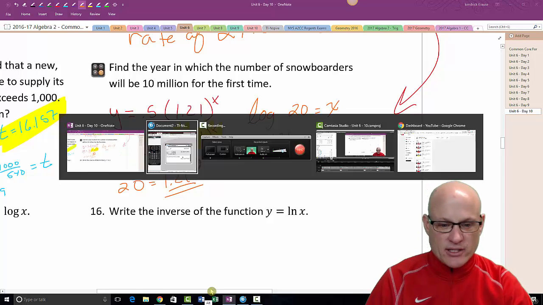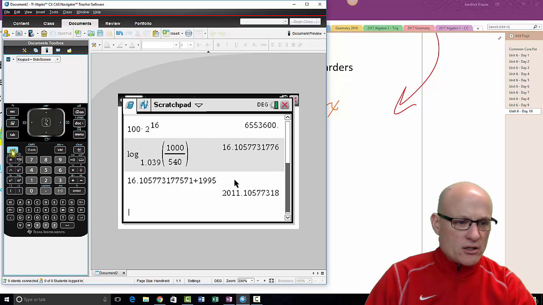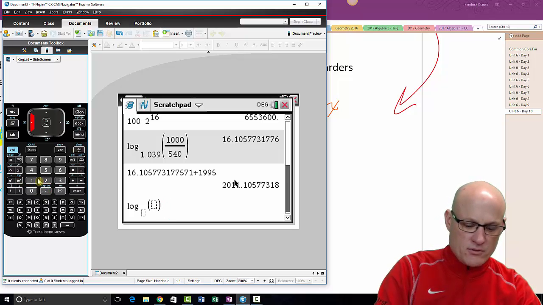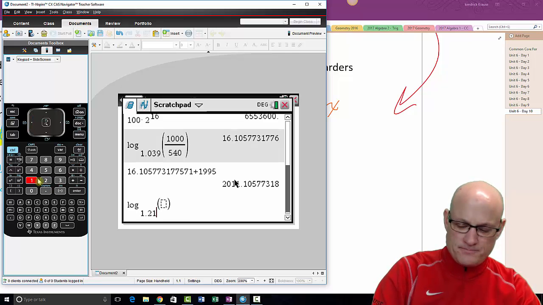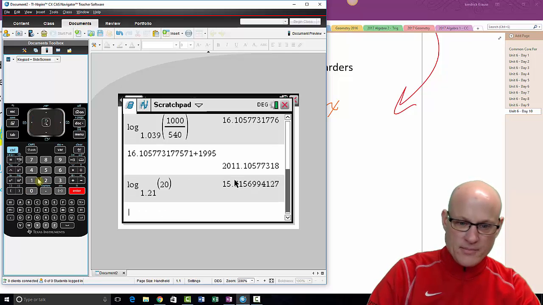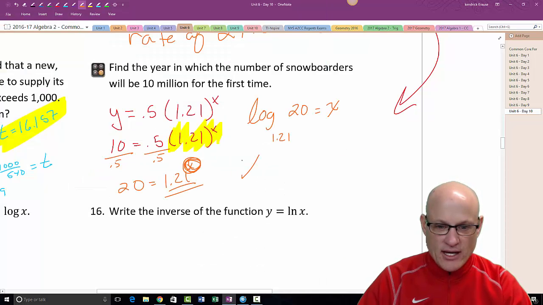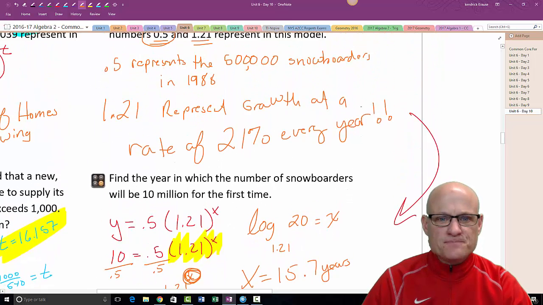Now let's see what that makes. So log, 1.21 of 20. 15.7 years. So x equals 15.7 years. Now let's see if we can answer the question.